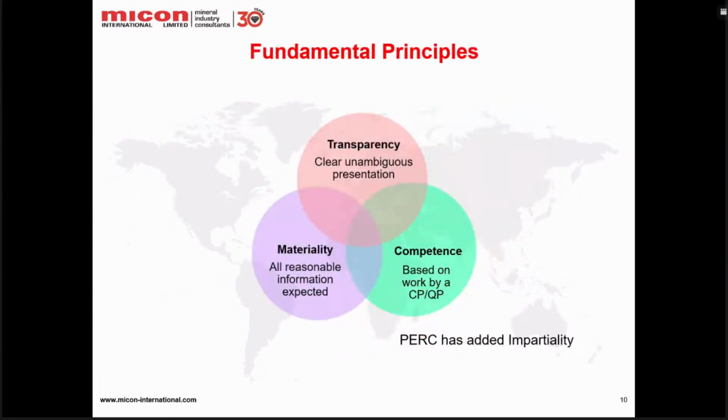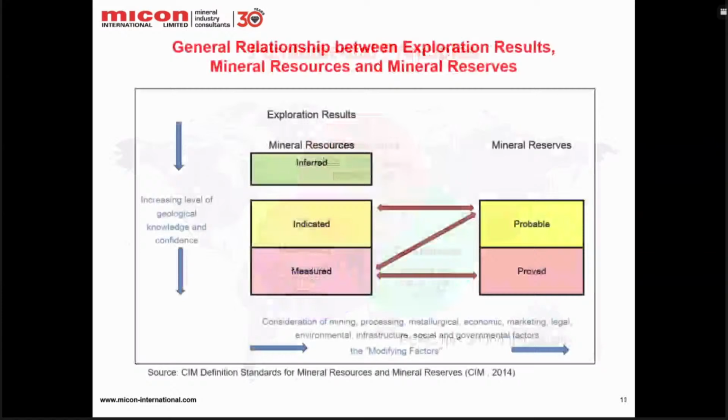There are three fundamental principles, and this is transparency, competence, and materiality. So PERC has some additional requirements, but this is a little bit too much going into the details. So the general relationship between exploration results, mineral resources, and mineral reserves were published. They are in every single reporting code. We start with the exploration results, then we go to the first mineral resource estimate. In many cases, you have inferred category mineral resources. With the increasing level of geological knowledge and confidence, we get to indicated, and hopefully one day we get to the measured resources. So the indicated and measured can be converted to mineral reserves after pre-feasibility and feasibility studies.